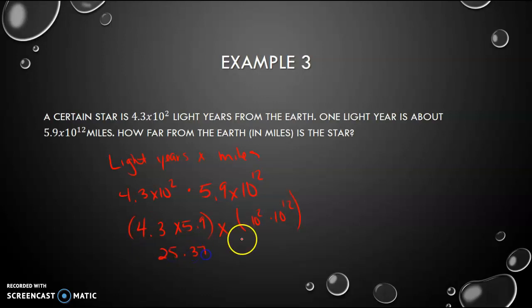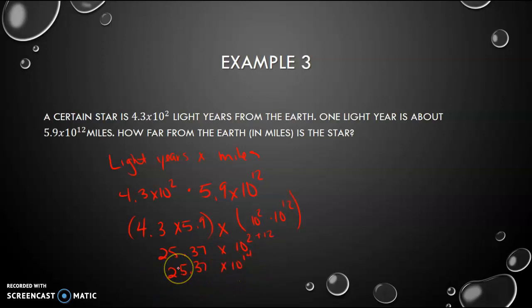So I'm going to start by taking 4.3 times 5.9, which is 25.37. And when I multiply with the same base, then I add my exponent. So I'm going to do 2 plus 12. So right now I have 25.37 times 10 to the 14th power.